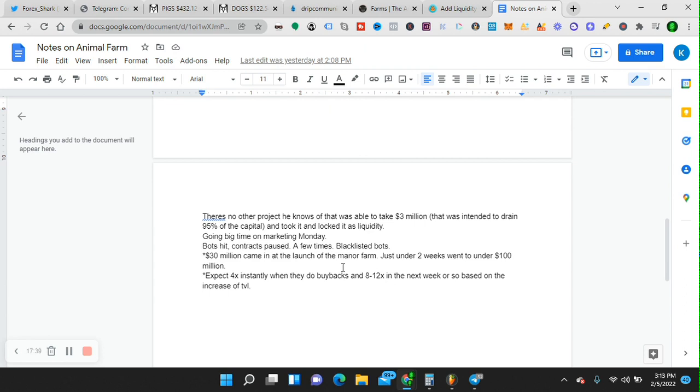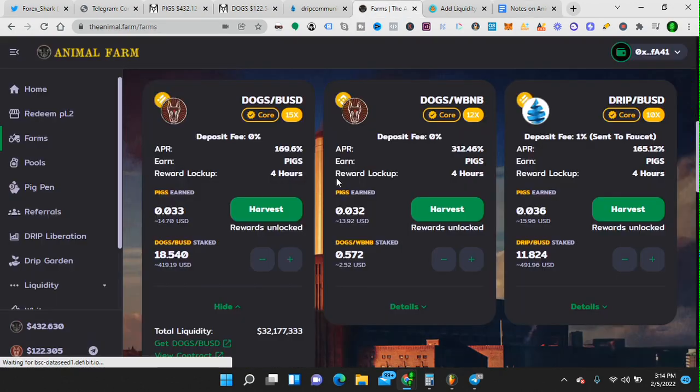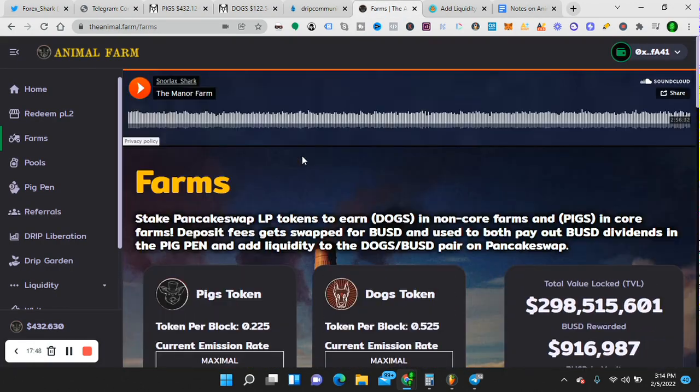He expects a 4X instantly when they do buybacks and 8 to 12X in the next week or so based on the increase of TVL. So, in my opinion, that is some bullish news.